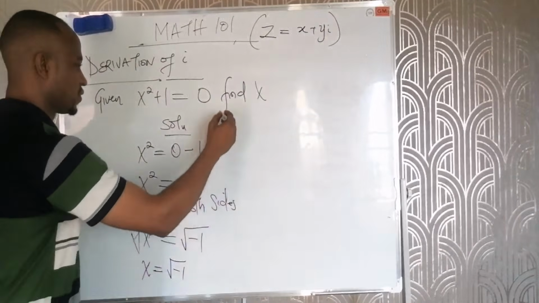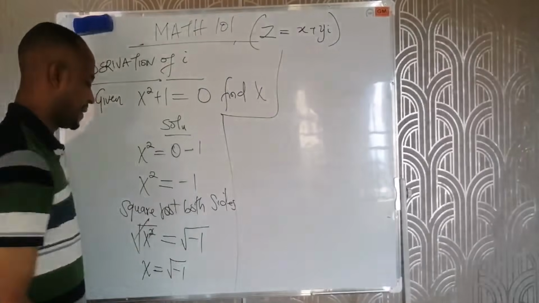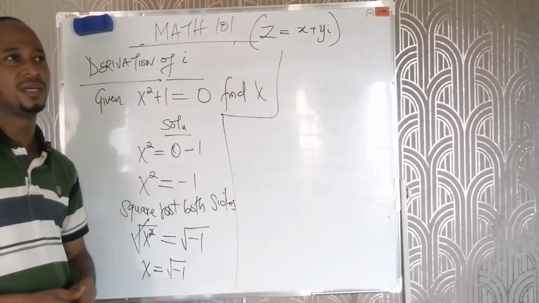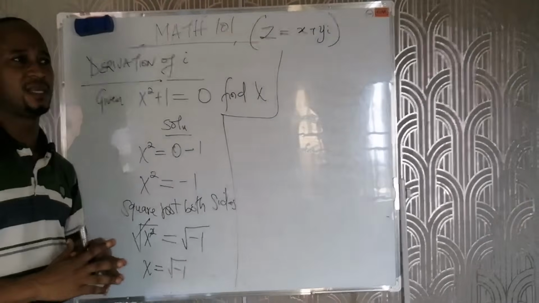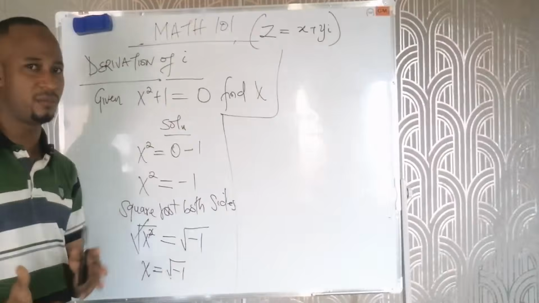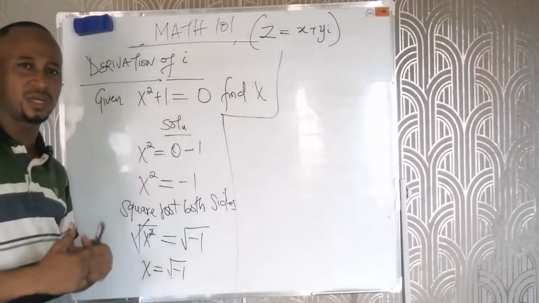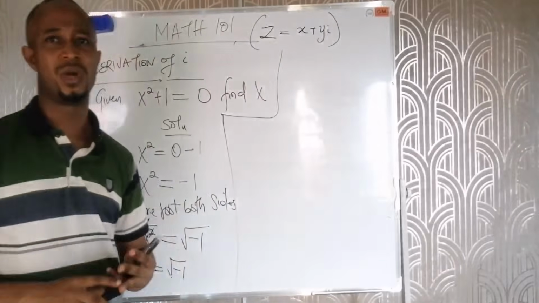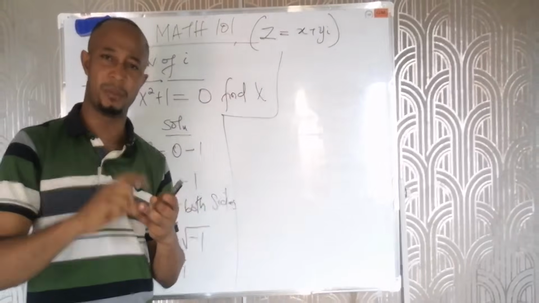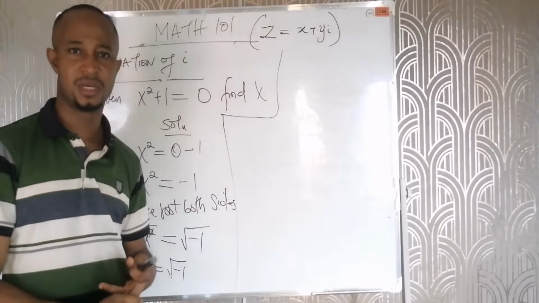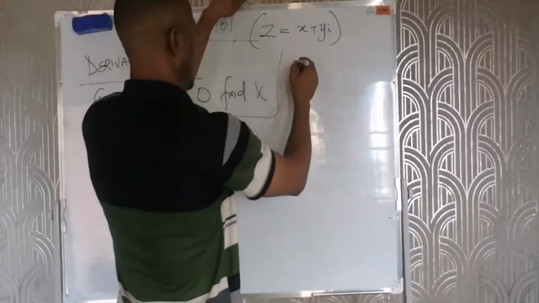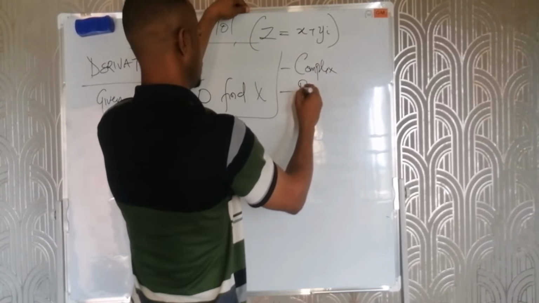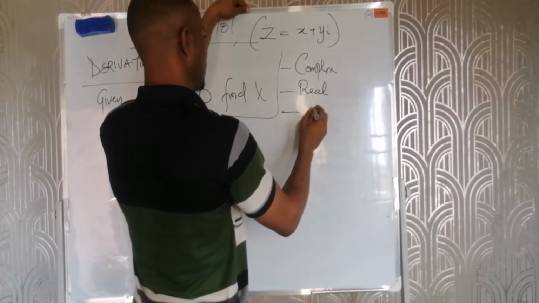This is where the complex root comes in. This value here represents a complex root. A complex root is one whose discriminant is less than 0. I will come back to that. These are part of the things we'll look at. We have 3 kinds of roots: a complex root, real roots and equal roots. A root can be complex, a root can be real, and a root can be equal.